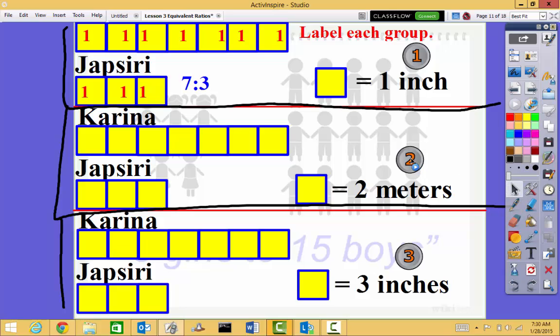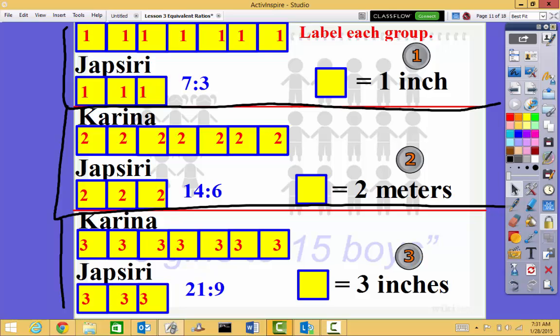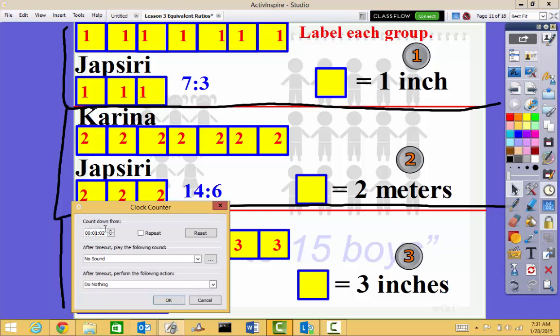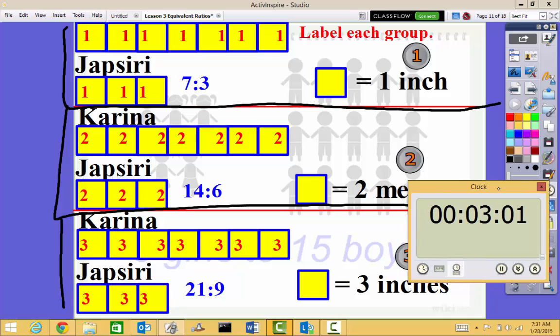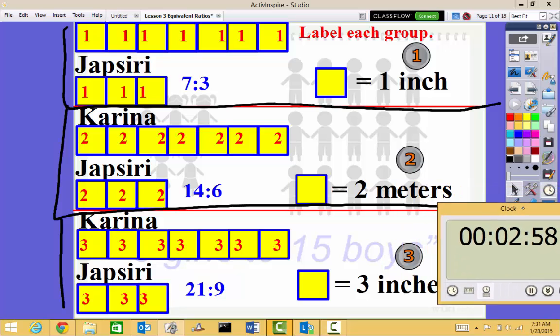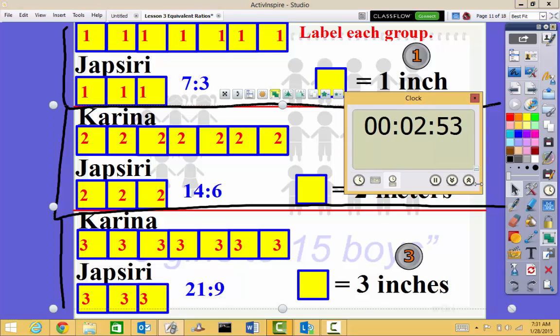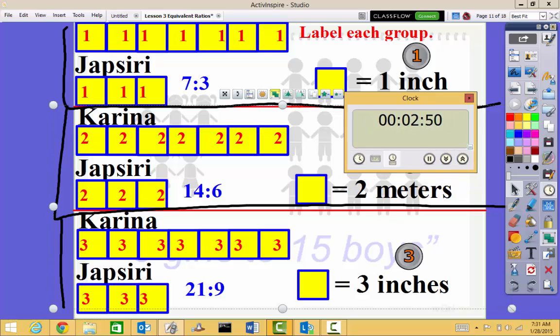What would it look like when they were 2 meters? 2, 4, 6, 8, 10, 12, 14 for Karina, and 6 meters for Japsiri. Then our third one is, what if it was 3 inches long? We'd have 3, 6, 9, 12, 15, 18, 21. You have till the timer goes out. If your notes aren't finished today, then we will finish them at lunch tomorrow. Please copy all of those models down. You have till the timer is done.